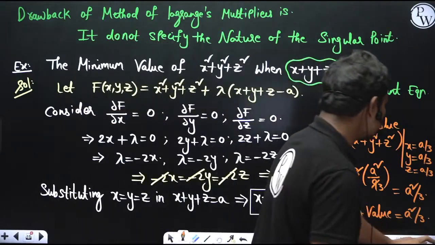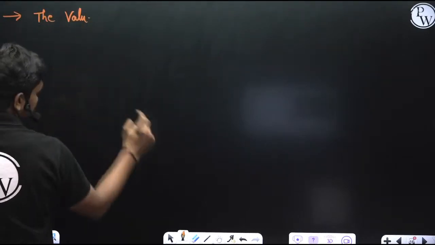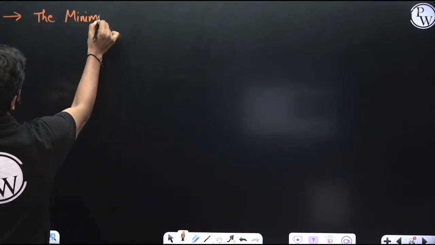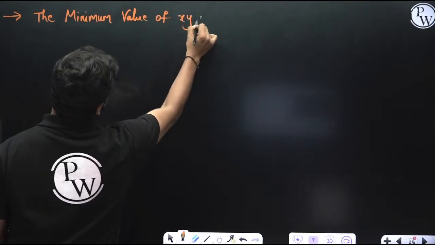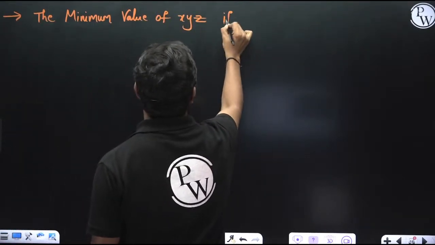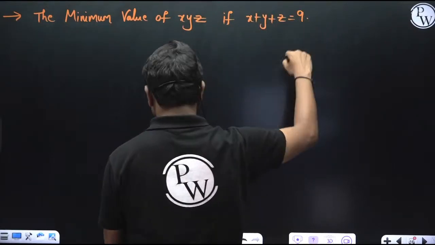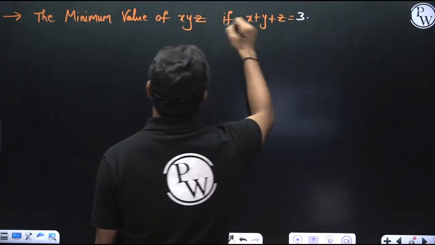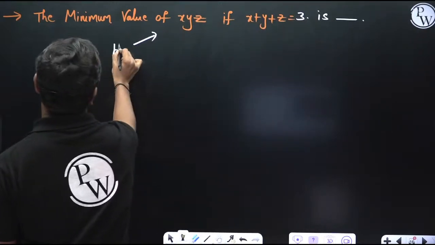So I'll give you one more question. Just try it as homework for the upcoming class because it's already time today. The minimum value of x, y, z if x plus y plus z is equal to say 9, let's say. Or if I give you 3, let's say, for example, the same thing, 3. So homework is this. Think a bit about it.